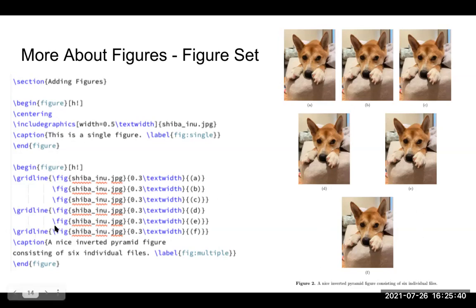By the way, you sometimes have to be careful with this gridline, where it starts and where it ends, because there are extra brackets. Sometimes you may miss one and there's an error, so be a little careful. But the control is similar to the single figure: you can still add a caption and a label.